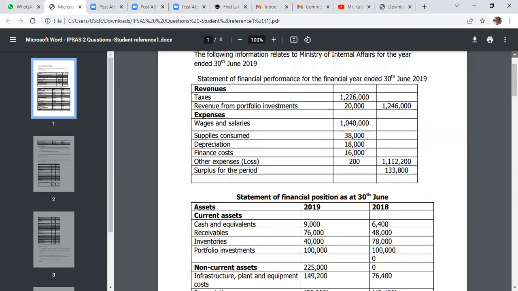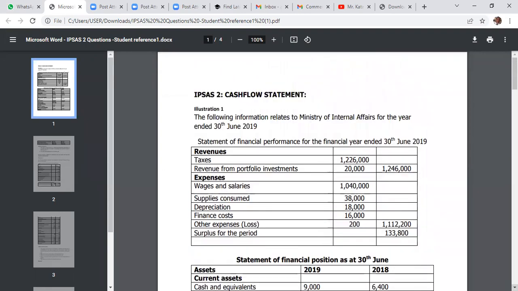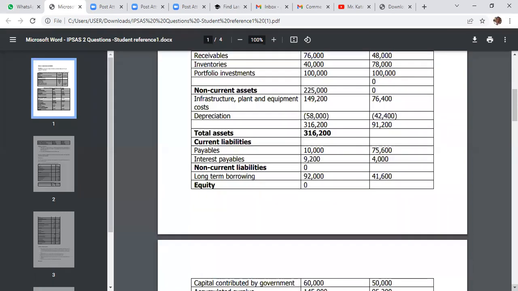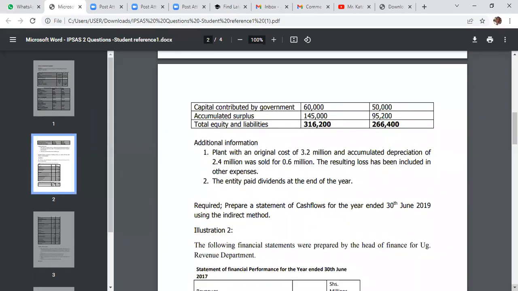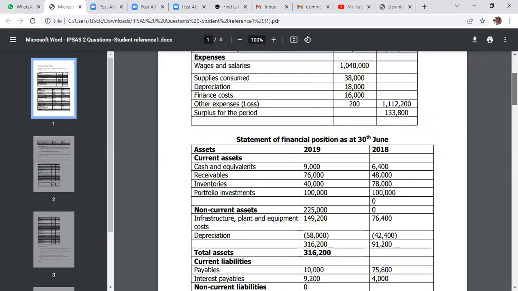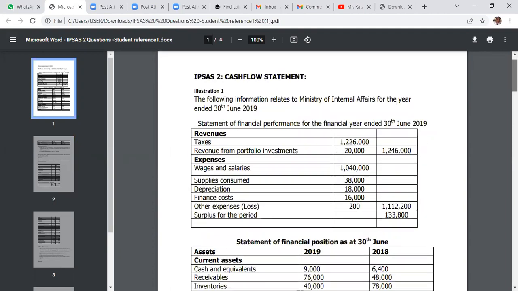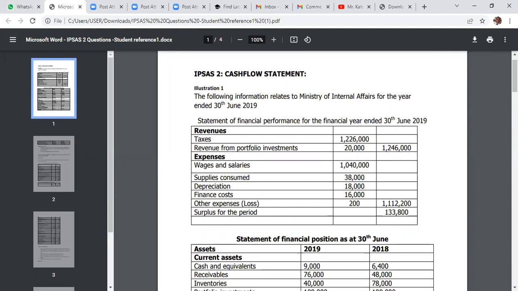And what they wanted is just two. They wanted it to prepare a statement of cash flows for the year ended 30th June 2014 using the indirect method. Kindly take screenshots of the question because I'm going to be using Excel this time. This is a PDF, so I'll not be coming back and forth. So kindly take screenshots so that if I talk about a figure and you wonder where it's coming from, you can refer to it.